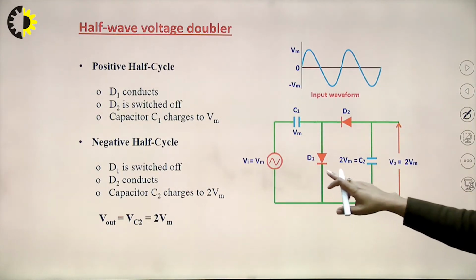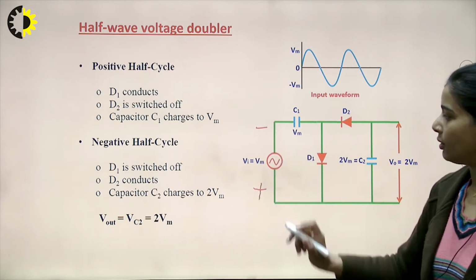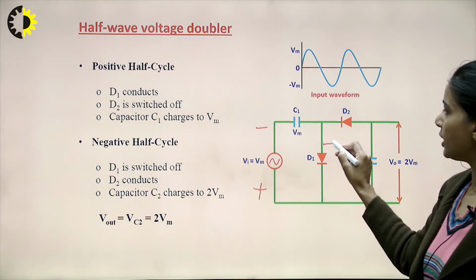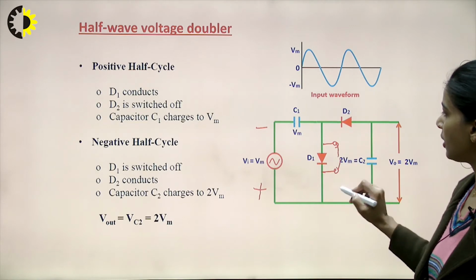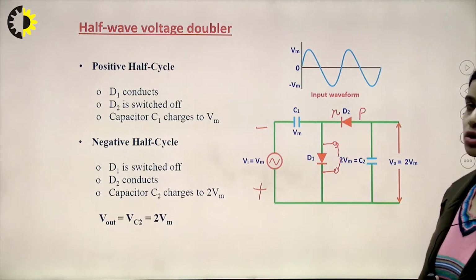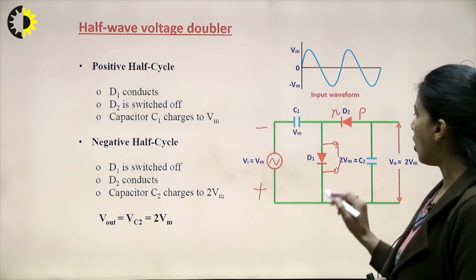In the negative half cycle, here we have negative and positive. Now, during the negative half cycle, this diode D1 will be reverse biased, so it will be acting as an open switch. And this D2, here we have P and N, so D2 will now be short circuited, it will be operational.